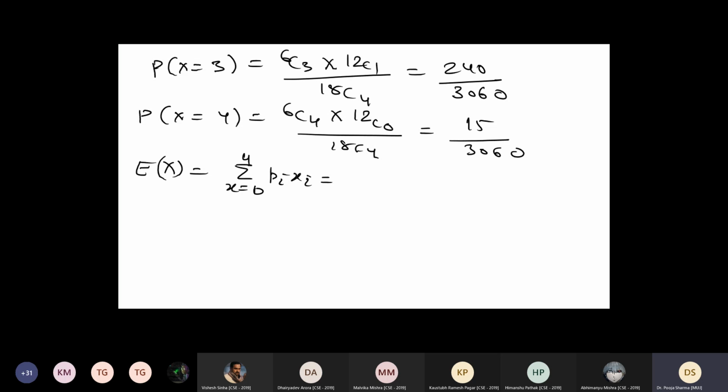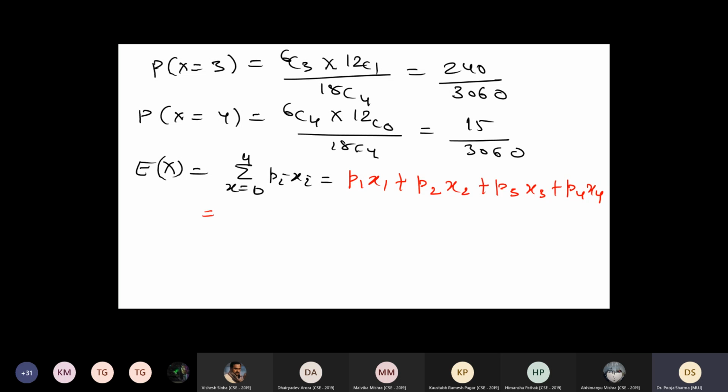So how to find the expectation? We took from 0 to 4 because the range of the random variable was from 0 to 4, and if you open it, you will be getting P1x1 plus P2x2 plus P3x3 plus P4x4. So this is the case of a discrete random variable. Instead of the integration, we are taking the summation. Otherwise, what we have to do is integration from 0 to 4, and then we can write these values.